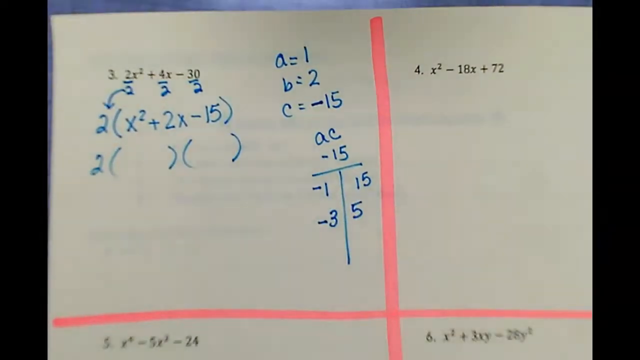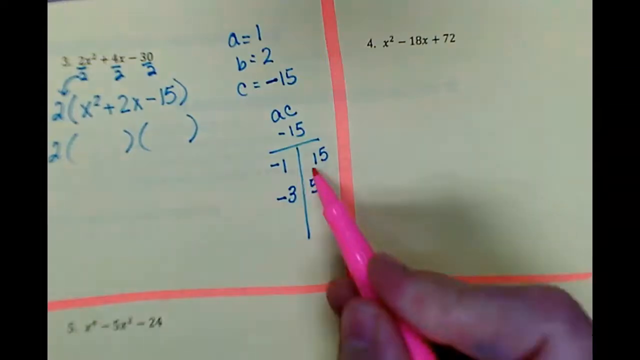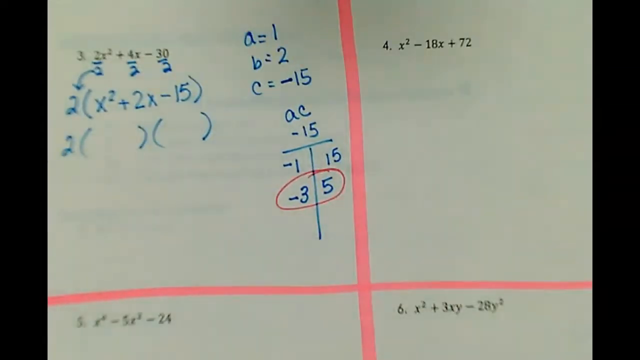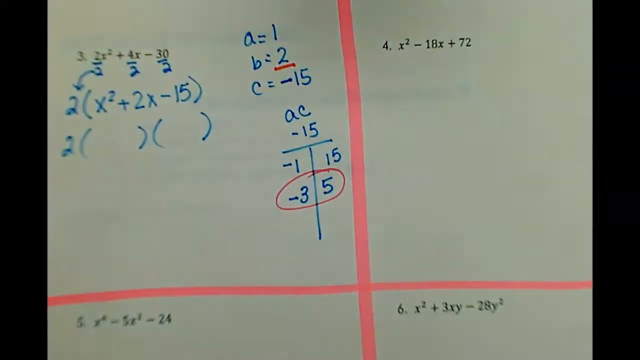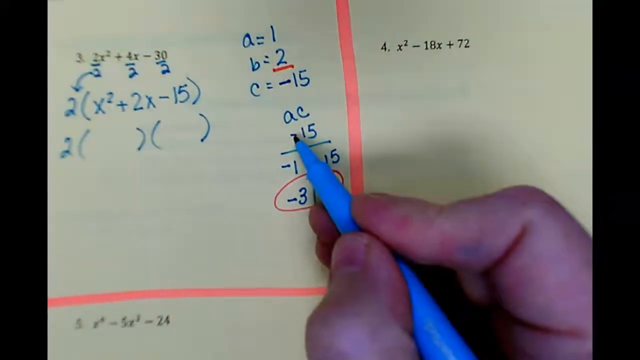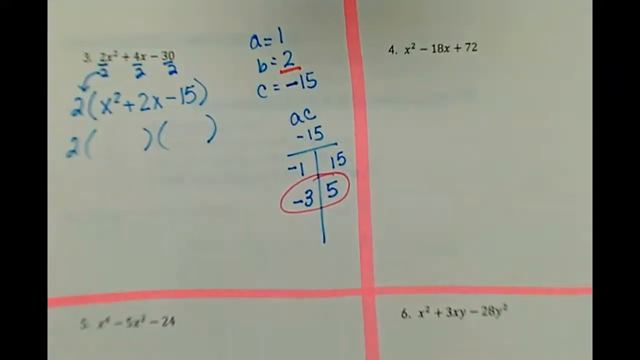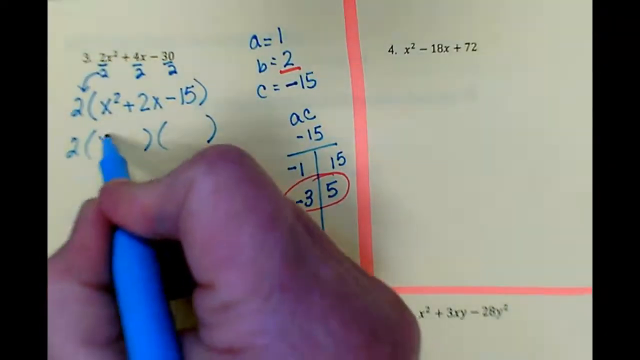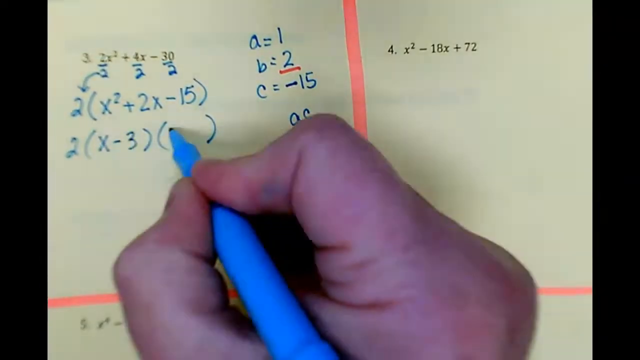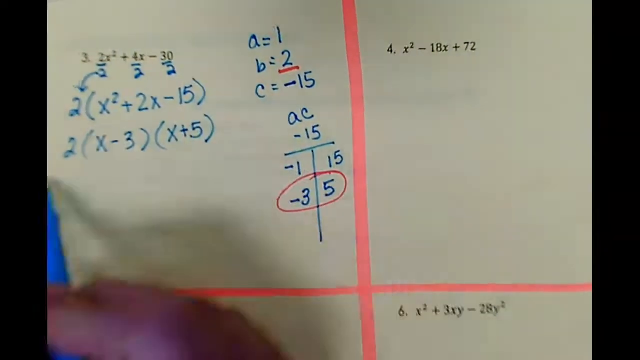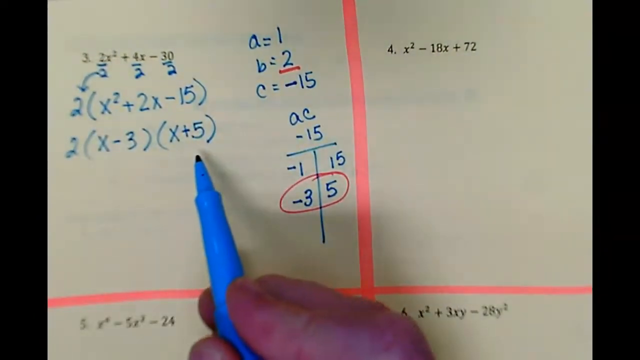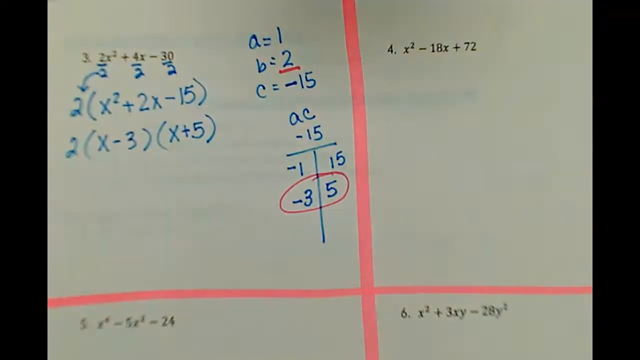This pair will add up to equal this positive 2. This pair will multiply together to get negative 15. This pair is my answer, x minus 3, x plus 15. If I multiplied this all out with a box problem, it would be equal to the problem that I started with.